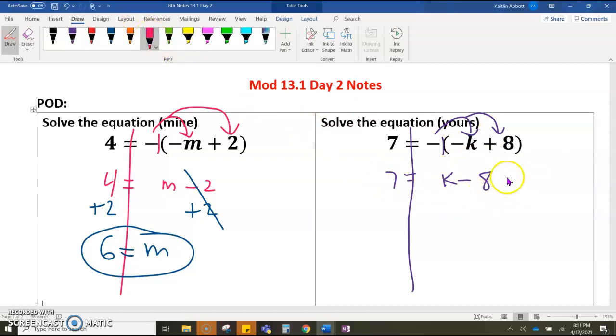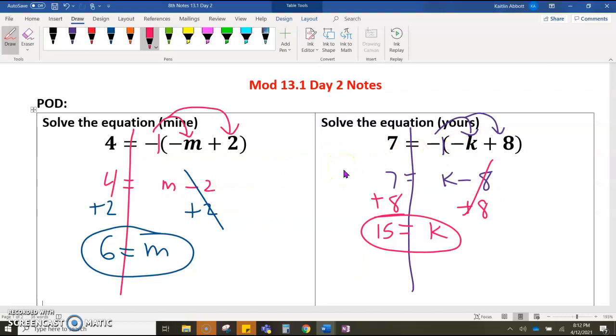Last one, we've got to get rid of this constant near the variable with a zero pair. We make a zero pair with negative 8. It's also going to be 8, but instead of negative, it's going to be positive. We're going to add 8 to both sides. Those go away. We are left with k equals 7 plus 8, which gets us 15. Final answer. Okay, hopefully this is getting easier for you.